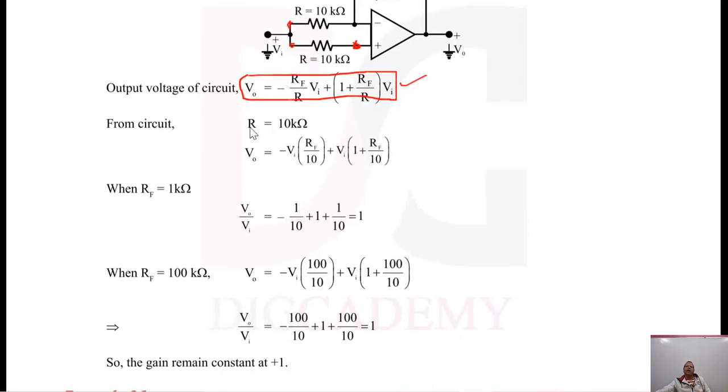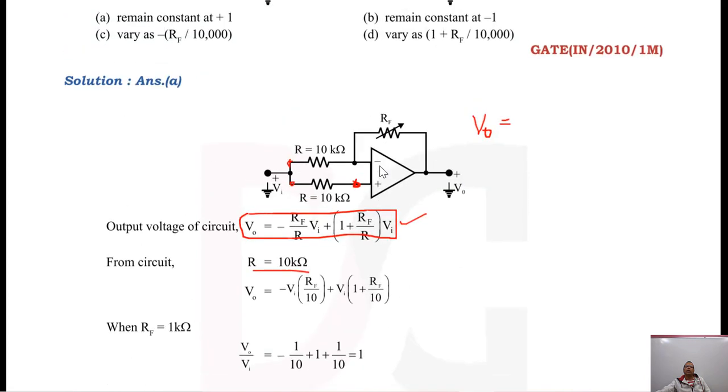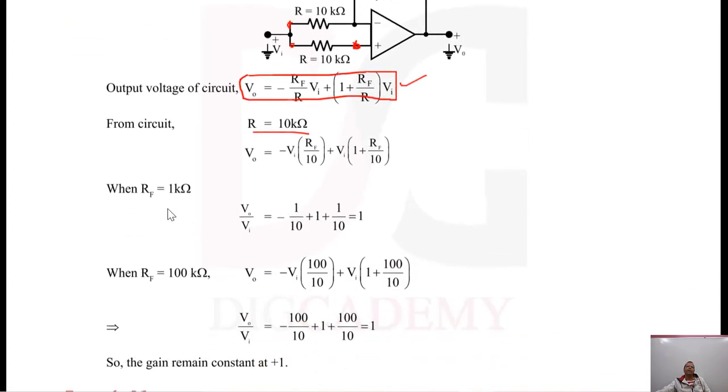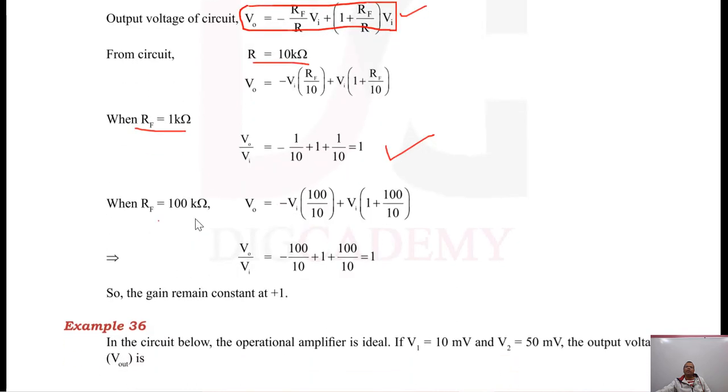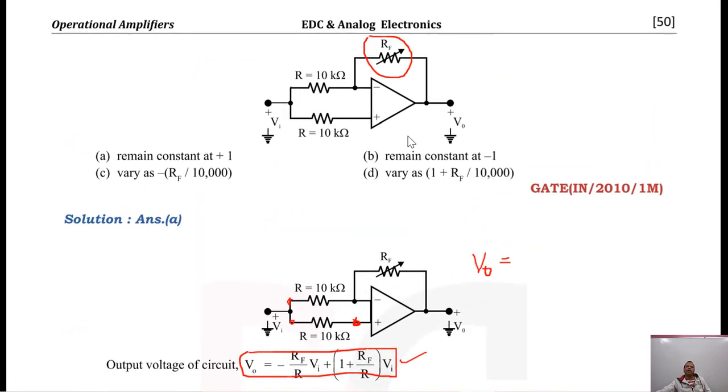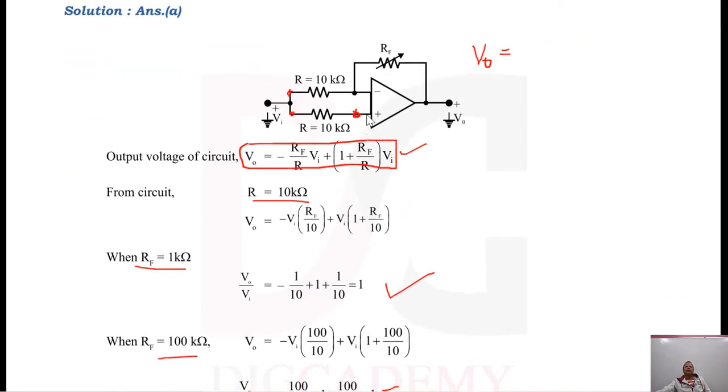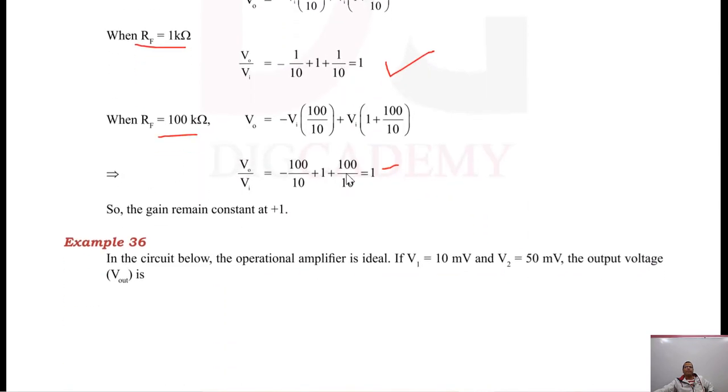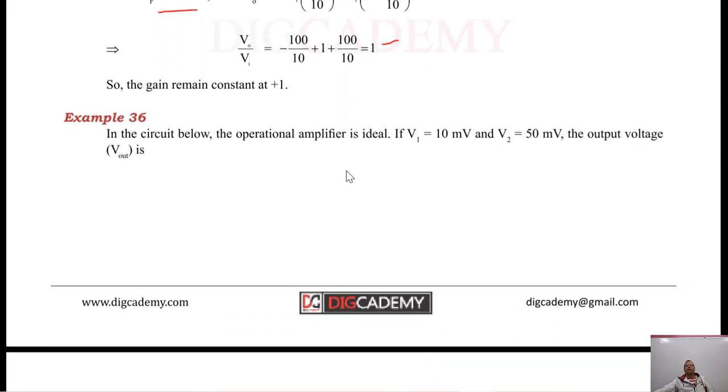For the circuit, R is 10 kilo ohm. When RF is 1 kilo ohm, you get the output. When RF is 100 kilo ohm, you get the output. In both cases it is 1 volt. So the output of this circuit remains 1 volt in both cases, which means it is independent of the value of RF. Fine. Now let us see the next example.